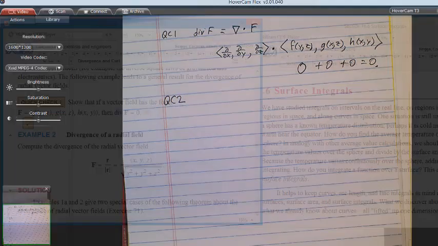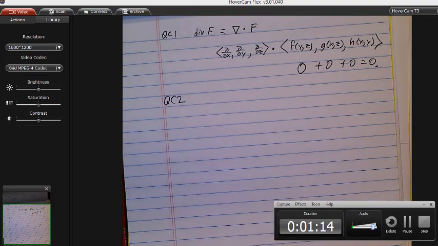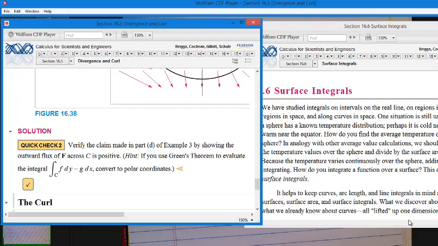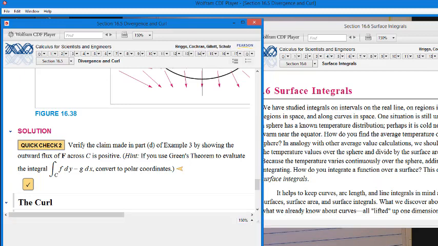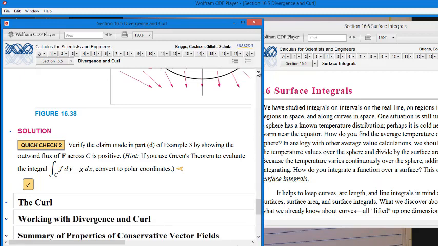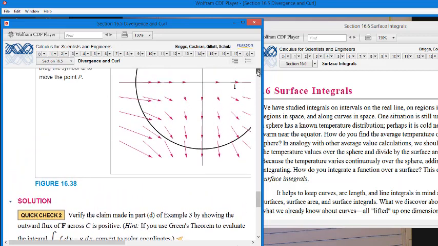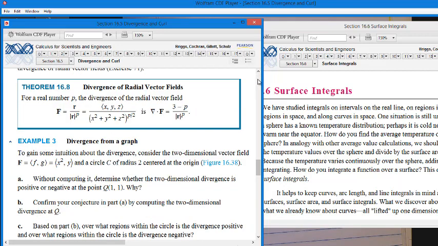Let's go to quick check 2. Love hints. I always use hints, right? So let's see. I'm going to write that down. We have f dy minus g dx. And it says, hint, if you try this and you want to use Green's theorem, convert to polar coordinates. Now, I need to look at example 3 a little bit because I don't have it in front of me. So let's get it. Is that this picture up here? Yep. Divergence from the graph.